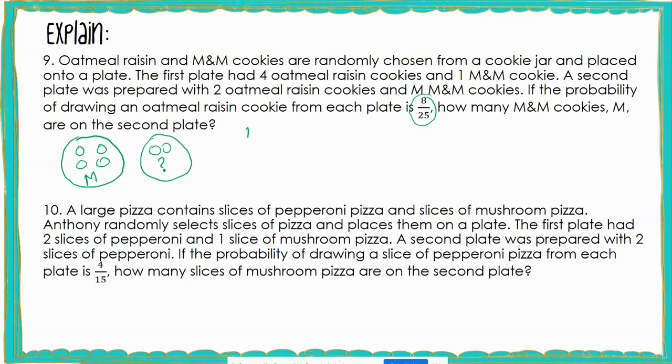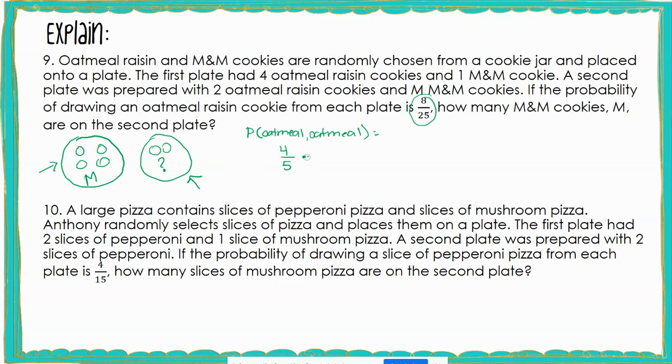Well, if I was choosing oatmeal raisin from both plates, I know that if I choose one from this plate, it is not going to affect how many are on this plate, because this plate has its own oatmeal raisin and this plate has its own oatmeal raisin. So this is actually an independent event. So all we have to do is think about this in those terms. I know that in my first plate, there are 4 oatmeal raisin cookies out of 5 total cookies. So the probability of the first plate getting an oatmeal is 4 out of 5.